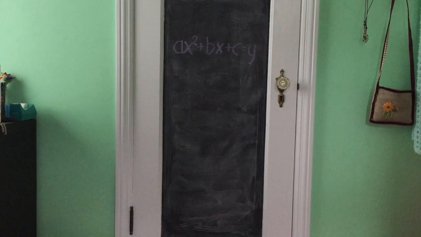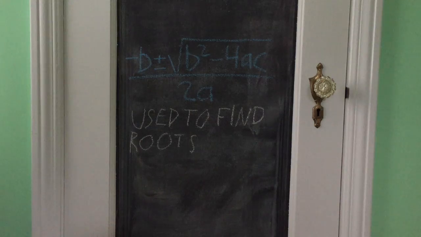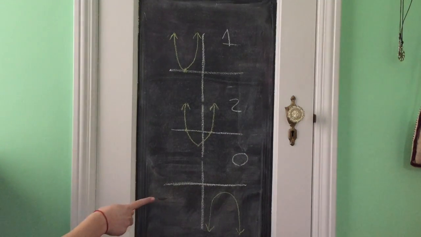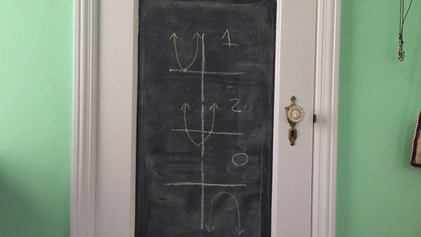This is the standard form equation for a parabola. This is the quadratic formula. It can be used to find the roots of a quadratic equation by plugging in the numbers for a, b, and c. A parabola can have one, two, or no solutions. A solution is wherever the parabola crosses the x-axis, known as the roots or the zeros.